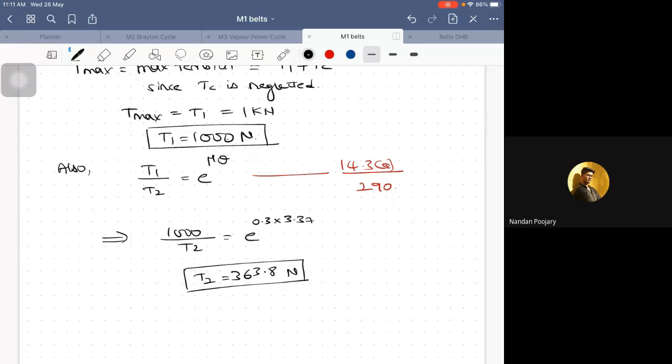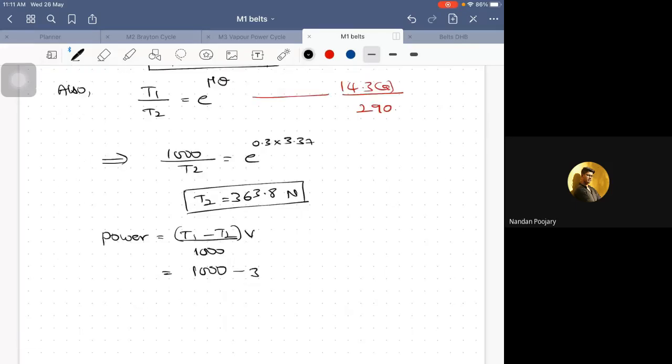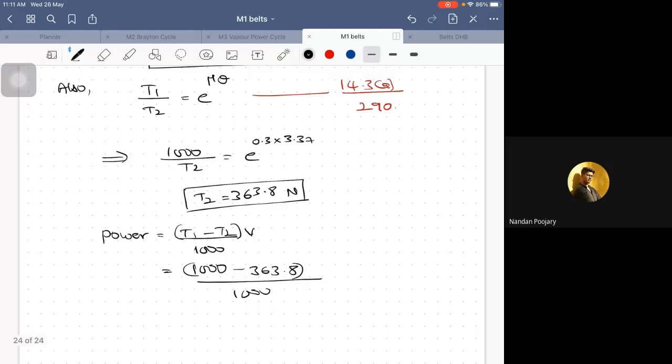Now, since everything is calculated, calculate your power. The power is given by T1 minus T2 divided by 1000. You are dividing it by 1000 to get it in kilowatts directly. T1 is 1000, the tension on the tight side. T2 is 363.8, divided by 1000, into the value of velocity. Velocity is 3.14. Now, what is the power in kilowatts directly?